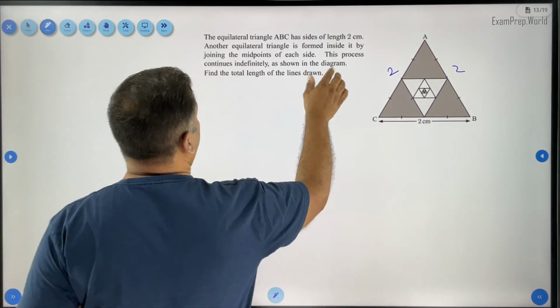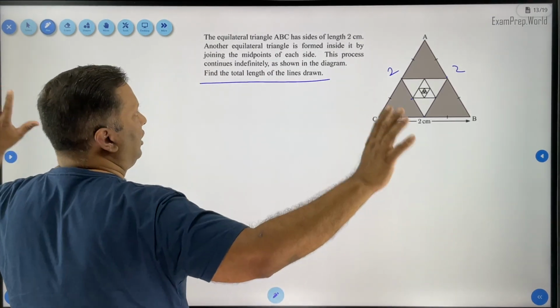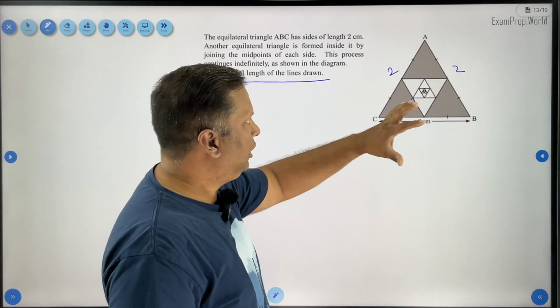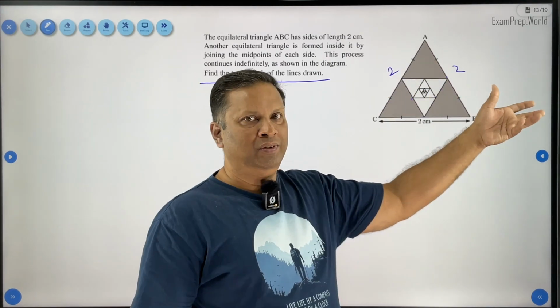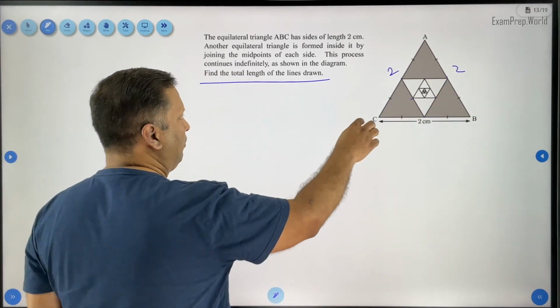Now, find the total length of the lines drawn. Infinite. You can go up to infinity, isn't it? So find total length. We actually have to find the sum of all the lines. So I will first take the outermost triangle. What is the sum of the perimeter of all the lines?